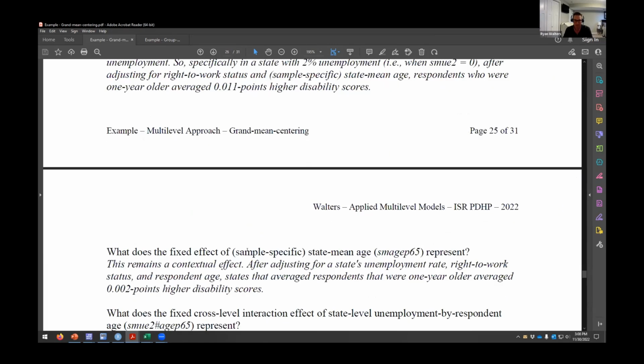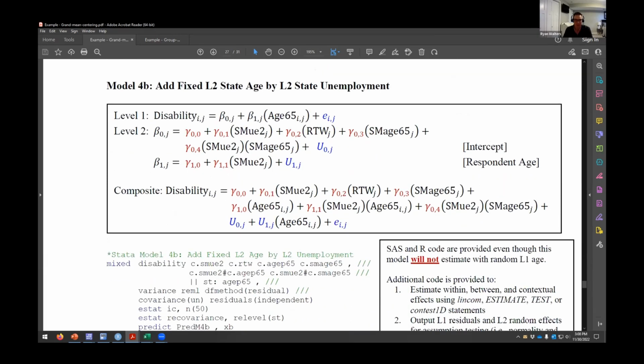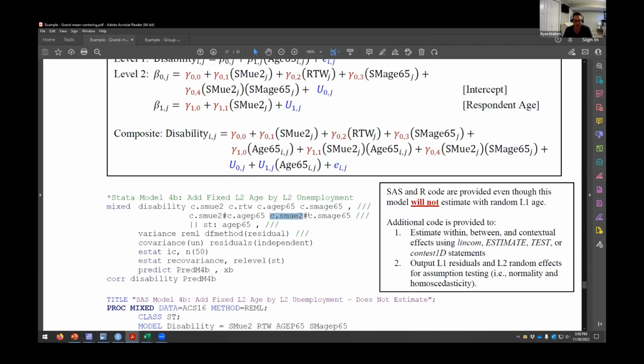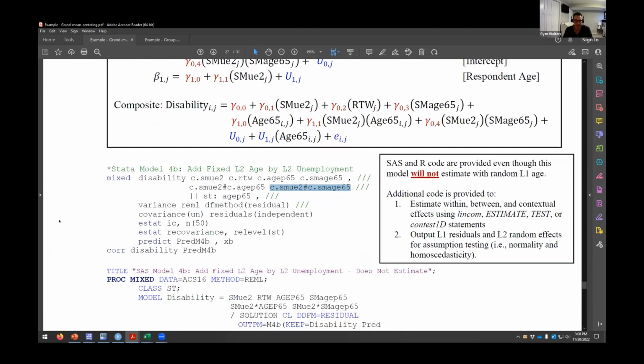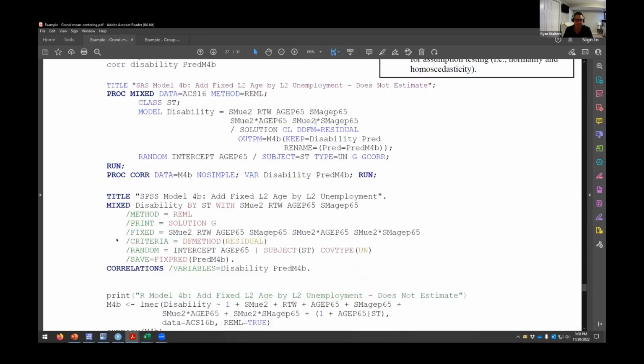There's a lot of words here for interpretations. You can read those at your leisure. So we're going to add state mean age by state mean unemployment. The way we do that, again, is the octothorpe in Stata and asterisks here in SAS, SPSS, and R.